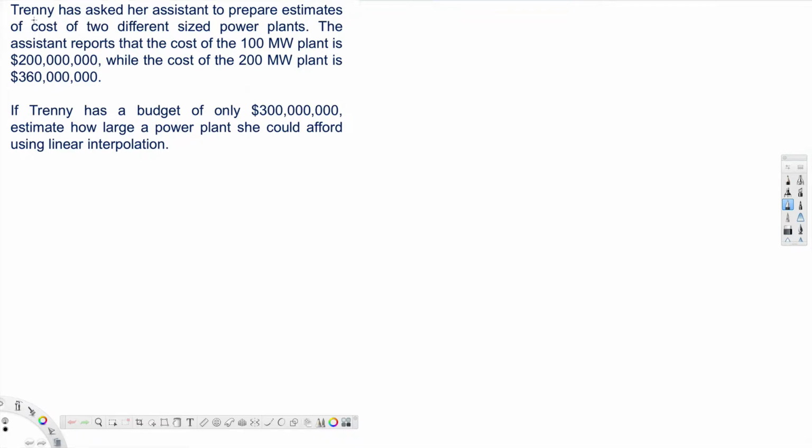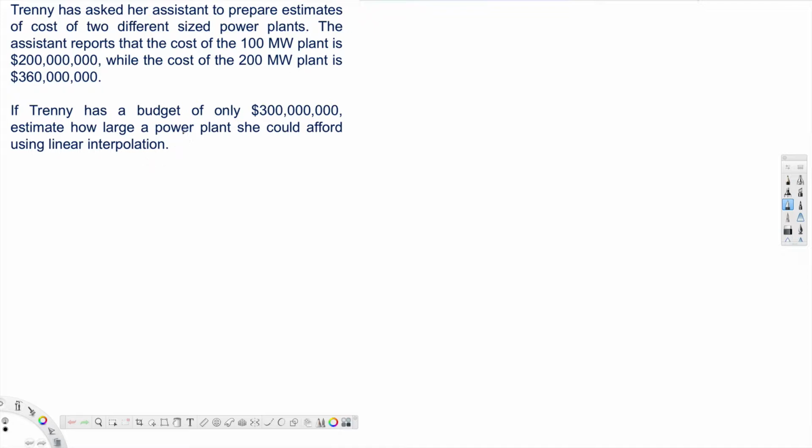Let's look at this problem right here. This question is asking, Trenny has asked her assistant to prepare estimates of cost of two different sized power plants. The assistant reports that the cost of the 100 megawatt power plant is $200 million, while the cost of the 200 megawatt power plant is $360 million. If Trenny has a budget of only $300 million, estimate how large a power plant she could afford using a linear interpolation. Okay, now let's see how to do that.